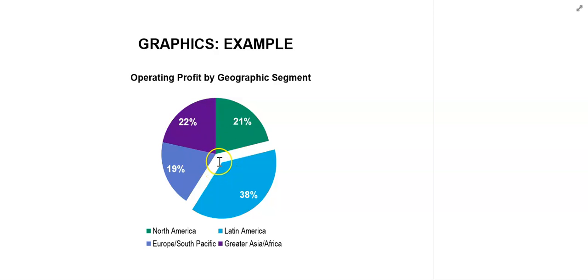This pie chart here is created using Excel and it shows the geographic composition of the 2011 operating profit margin for Colgate-Palmolive's oral, personal and home care segment. It allows the analyst to communicate about the geographic composition of the segment's operating profit. Most of the operating profit margin for Colgate-Palmolive's oral, personal and home care segment is coming from Latin America.